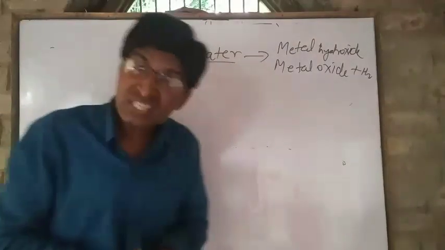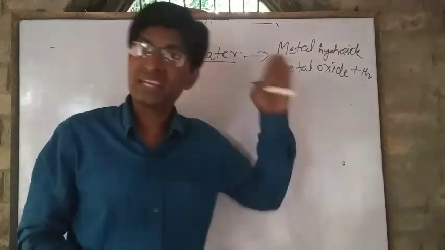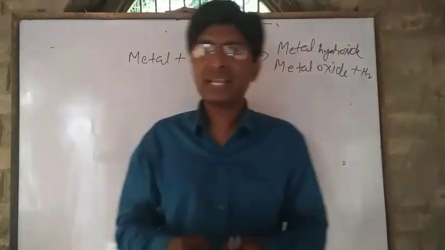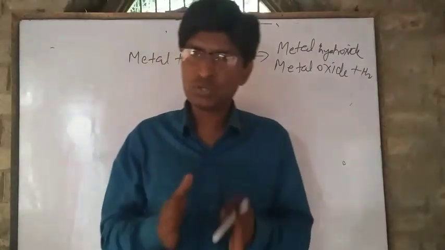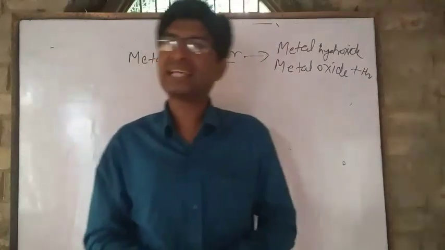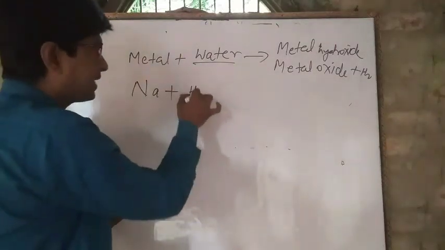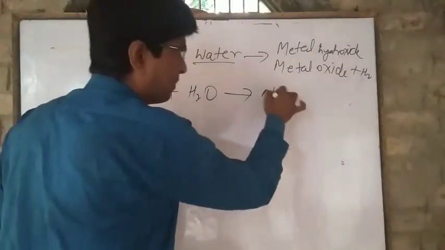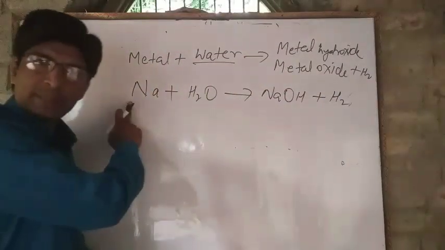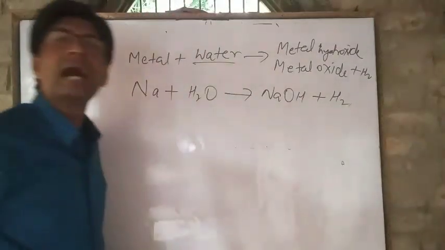But you must remember when metal hydroxides are formed and when metal oxides are formed. First of all, when a metal reacts with water, it produces either metal hydroxide or metal oxide, and hydrogen gas is released. For example, when sodium reacts with water, it produces sodium hydroxide and hydrogen gas is released.